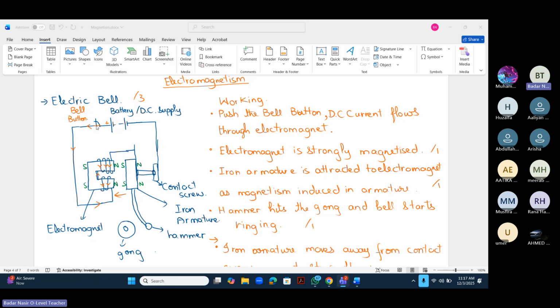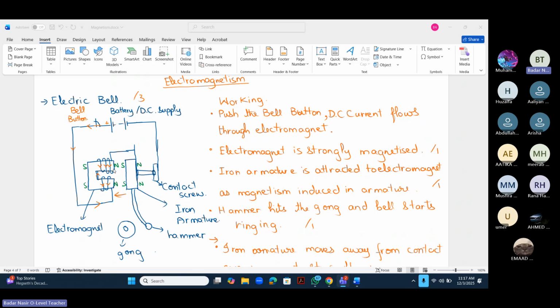This is the bell button. This is the battery or a DC supply. When you press the bell button, so the path for the DC current is complete. So the current flows through the electromagnet. What will happen? The electromagnet is strongly magnetized. So strongly magnetized होने का मतलब ये है कि magnetic poles are produced at the ends of the electromagnet. Now we use the right hand grip rule to determine the direction of the magnetic poles.